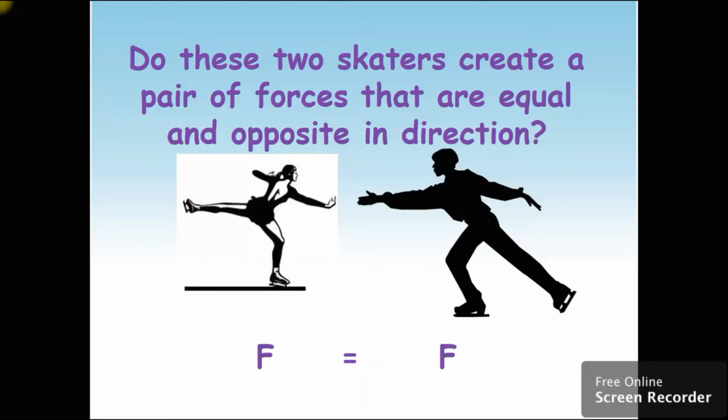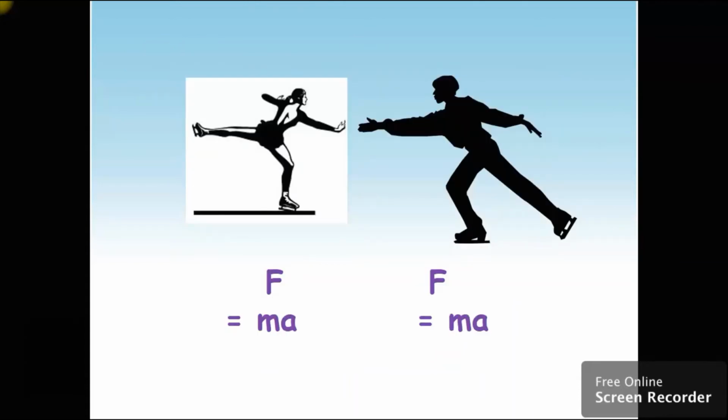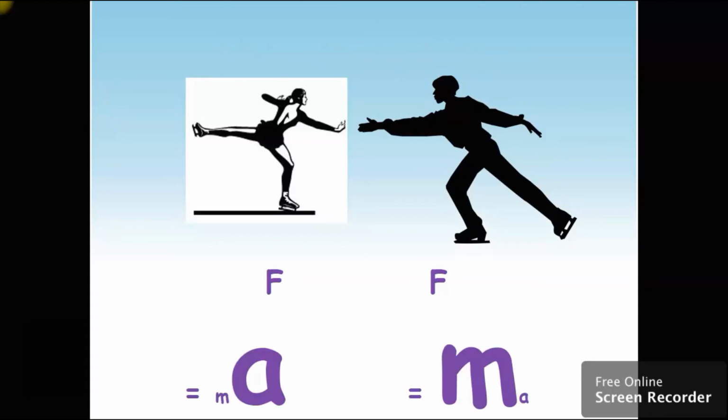So in the real world, if the big guy on the right and the little girl on the left push off each other, who's going to go faster? She is. Here's why. The forces are equal, but the acceleration of the girl on the left is big because her mass is small. And because the guy on the right has a big mass, he has a small acceleration. So it is true that the forces are equal, but the accelerations are not. Why not? Because the masses are different.